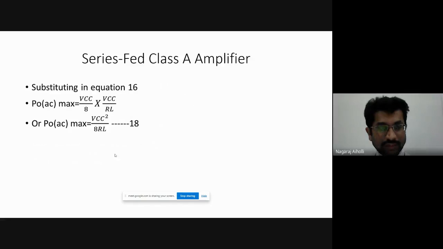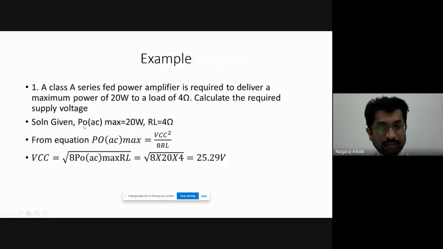Just now we have written the equation for maximum AC power, that is P naught AC max. This is equal to VCC square divided by 8 RL. Okay, that is the equation. P naught AC max is given, it is 20 watts AC maximum output power. Therefore, VCC will be equal to square root of 8 into P naught AC max into RL.